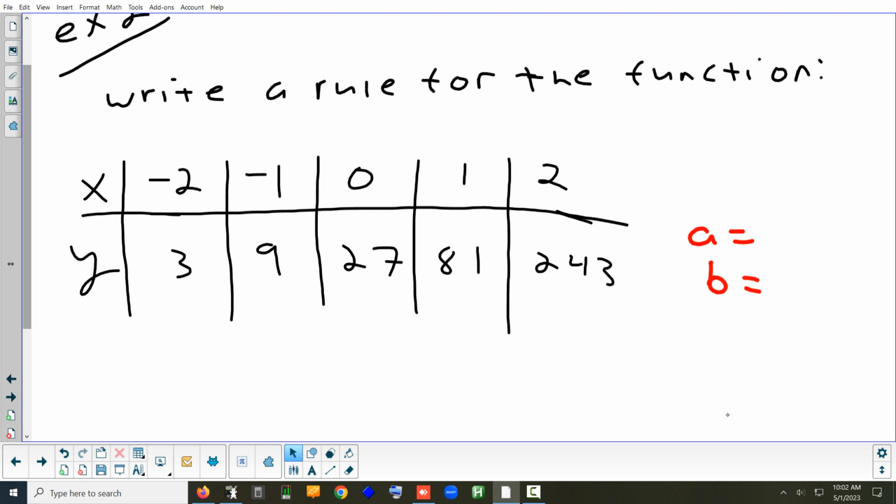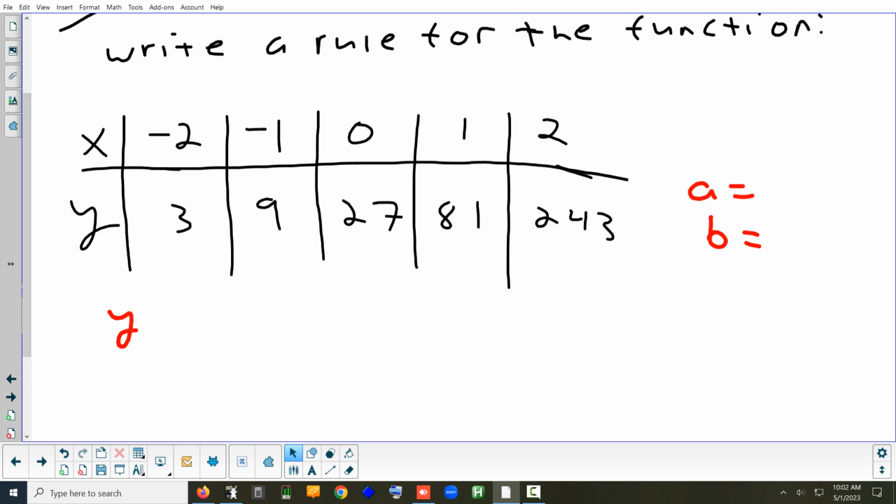Okay, so let's take a look at this one. So remember your formula. That's the first thing you want to write down. Can somebody just remind me what's the formula we're using in this section? y equals a times b to the x. So the a and the b are the two things we need.